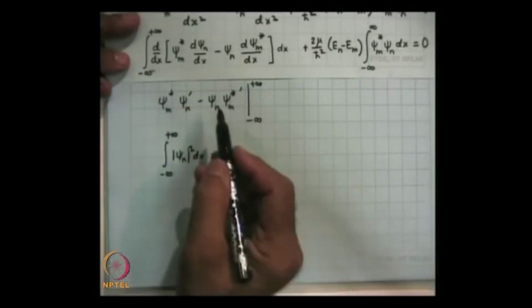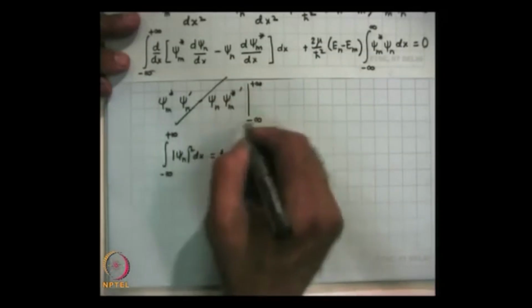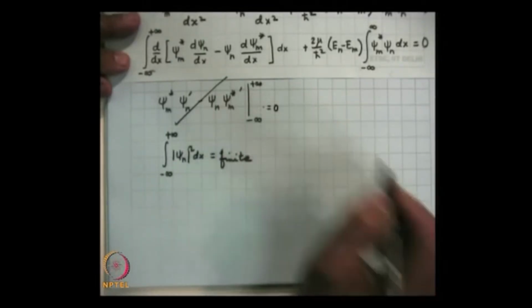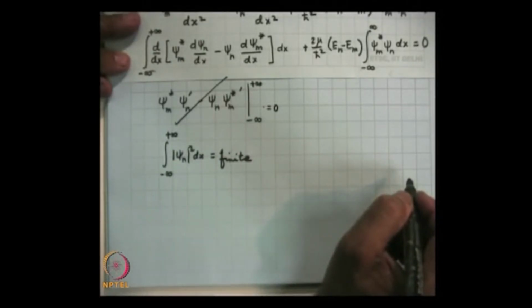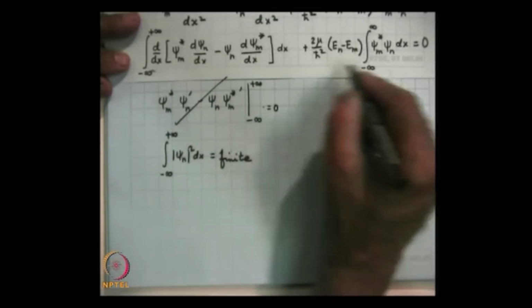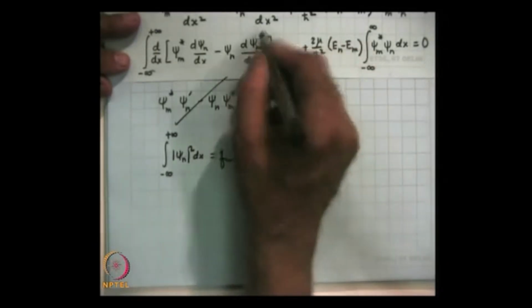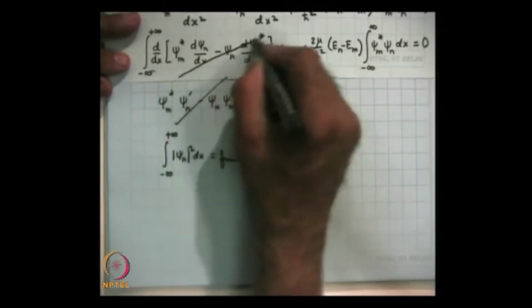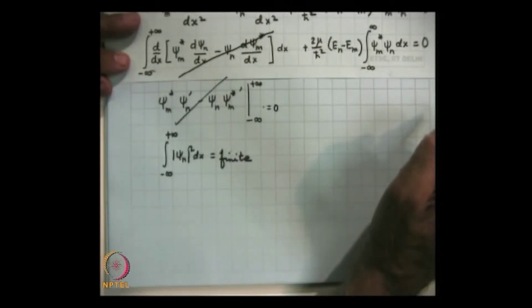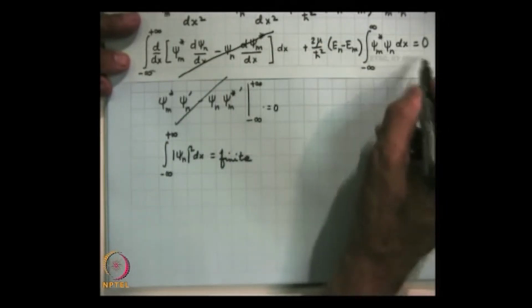So, therefore, the wave function and its derivative must vanish at infinity, and so this term will be equal to 0. So, if this term is 0, I can cancel this out, and I will get this is equal to 0.